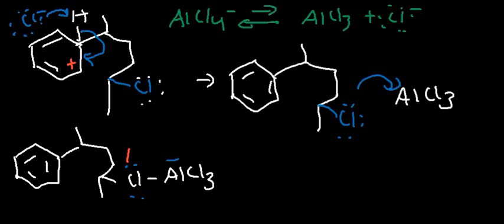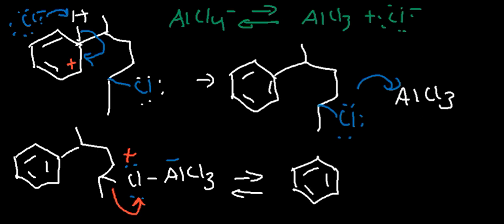So now chlorine has a positive formal charge. And then it could leave. But it can also come back. So most of these reactions are reversible. But once we have this carbocation, then the benzene ring will attack it, and then it's going to close.